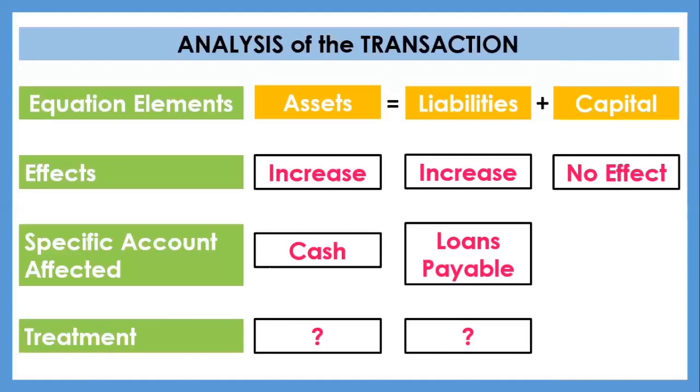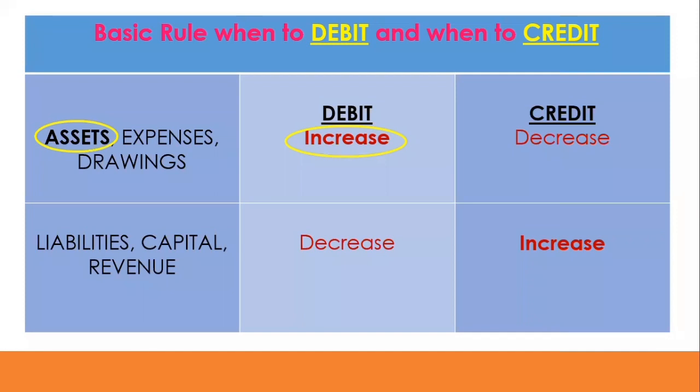The question now is, which account will be debited and which account will be credited? In order for us to answer this question, it is imperative to go back to the basic rule as to when to debit and when to credit. Based on the rule, if we increase our assets, expenses, and drawings, we need to debit the account. Otherwise, we credit it. On the other hand, if we increase our liabilities, capital, and revenue, we credit the account.